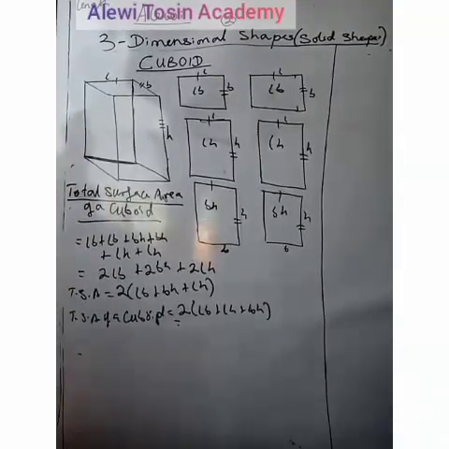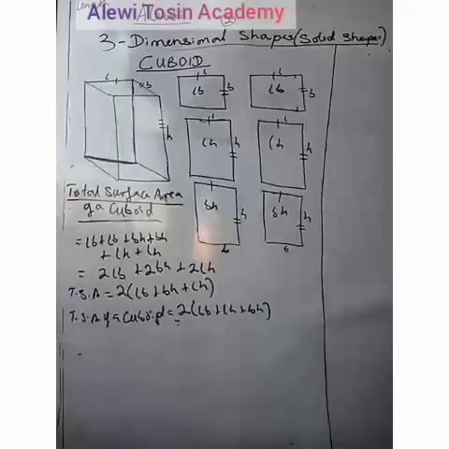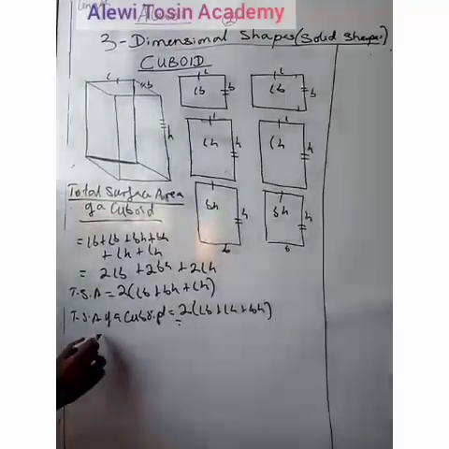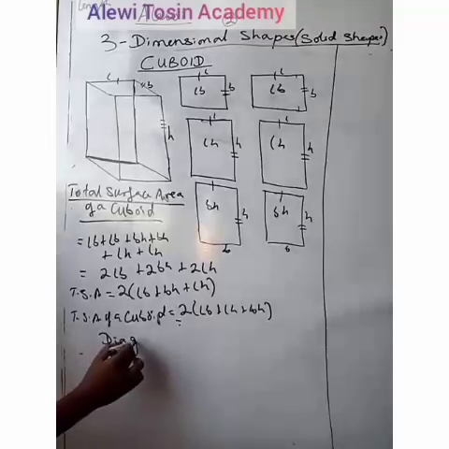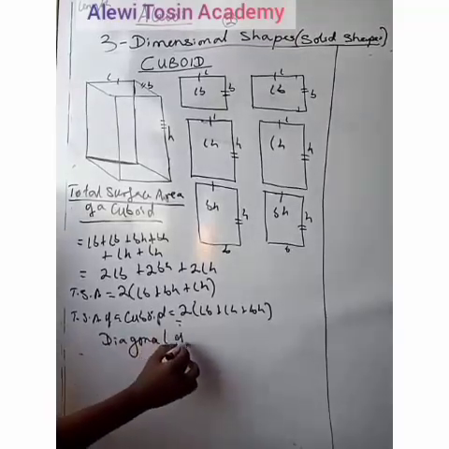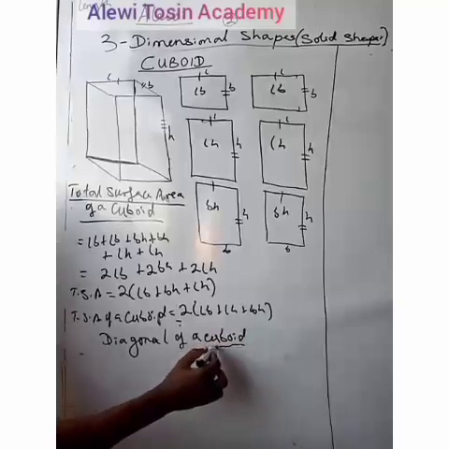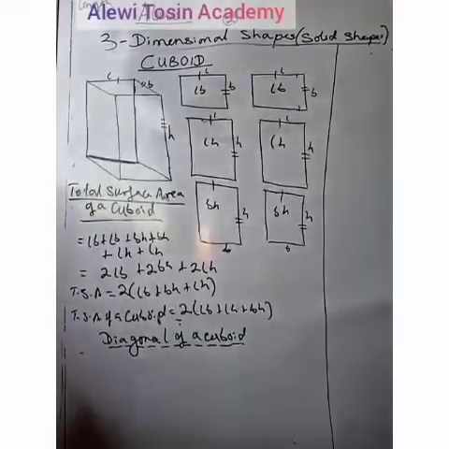Now, let's see the formula for finding the diagonal of a cuboid.